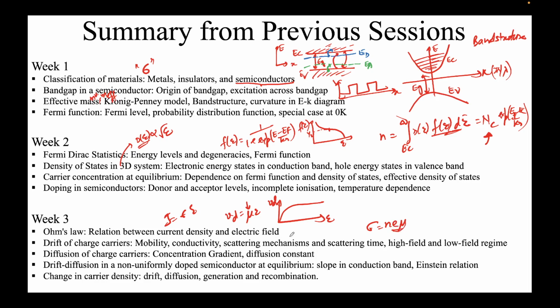We saw the different scattering mechanisms. For instance, when these electrons are traveling, they get scattered by the lattice ions, the dopants for instance, and also by the phonons, which are essentially the vibrations of the lattice ions. The second way the mobile carriers can flow is due to a concentration gradient. The concentration is high on one side, low on the other side. And finally, in a non-uniformly doped semiconductor at equilibrium, the band diagram may look something like this: EC, this is EV, and this was, let's say, the Fermi level, right? And here we saw an expression called the Einstein relation, D by mu equal to kT by q. D is the diffusion constant, mu is the mobility.